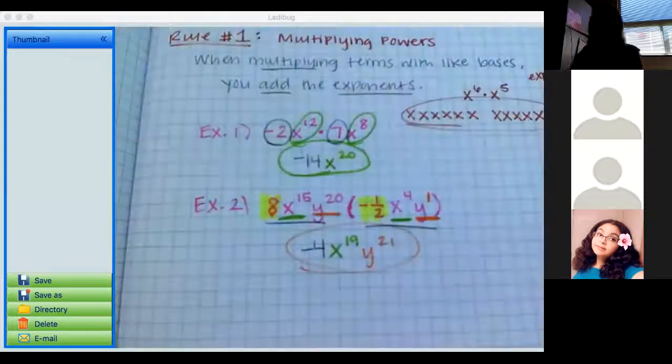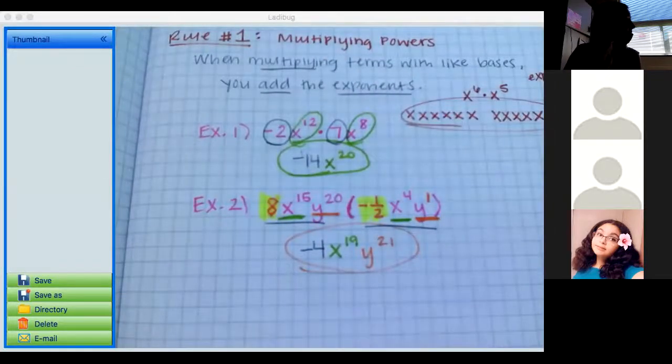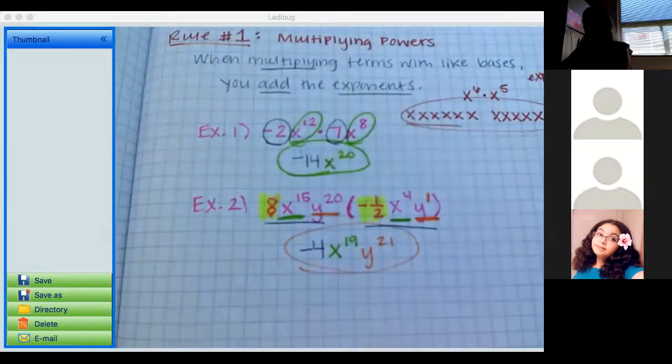Y'all feel like y'all could do multiplication ones? Yeah. Okay. Y'all seem okay with them. So if y'all are good, I'm going to move on to rule number 2.